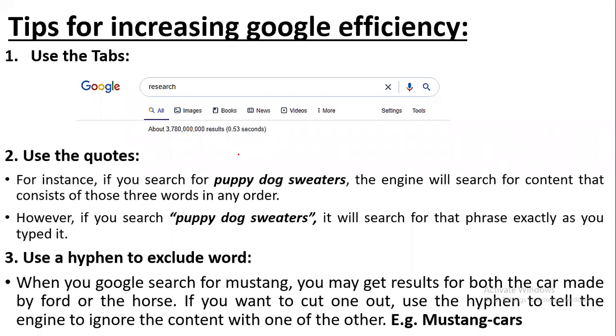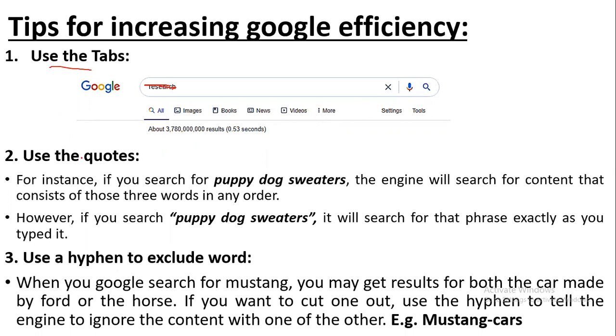So here are some tips for increasing Google efficiency, that is, how you can use Google more efficiently by using different tricks. Here I am going to show you different tricks. Maybe you know or you don't know about these things. So first of all, use the tabs on Google. There are different types of tabs: all, pictures, books, news, videos, and many other things. So you can search different things on this interface.